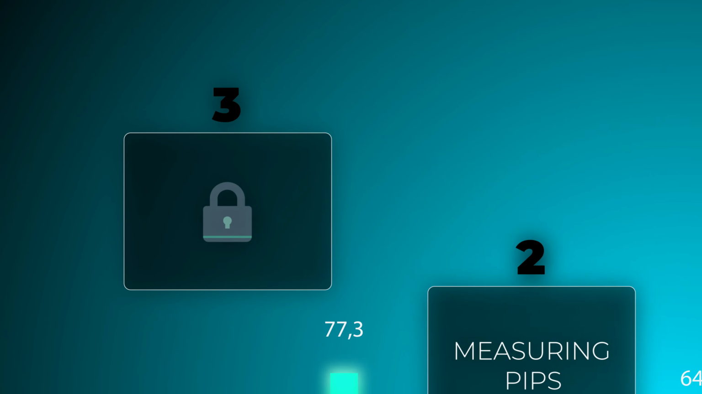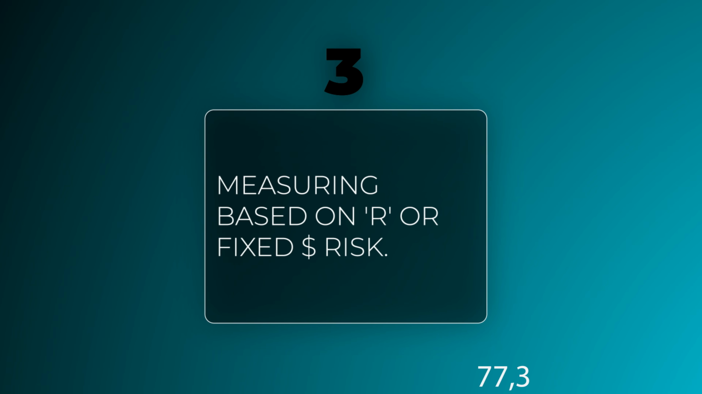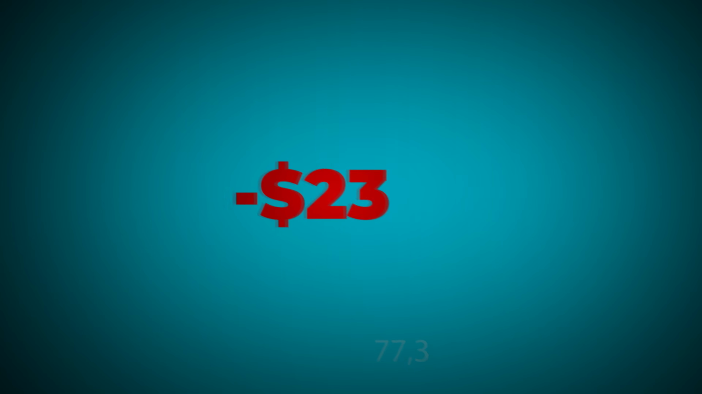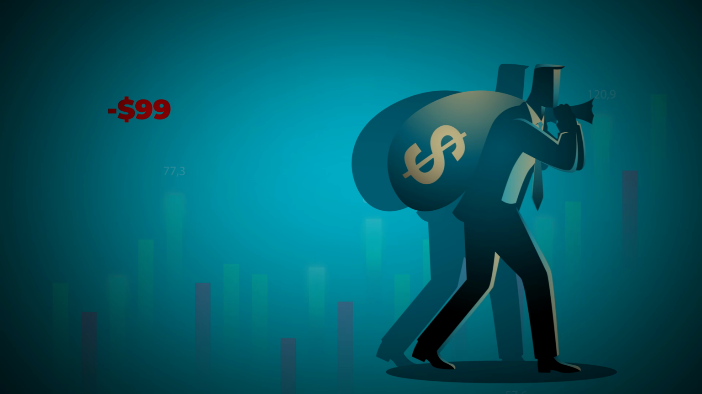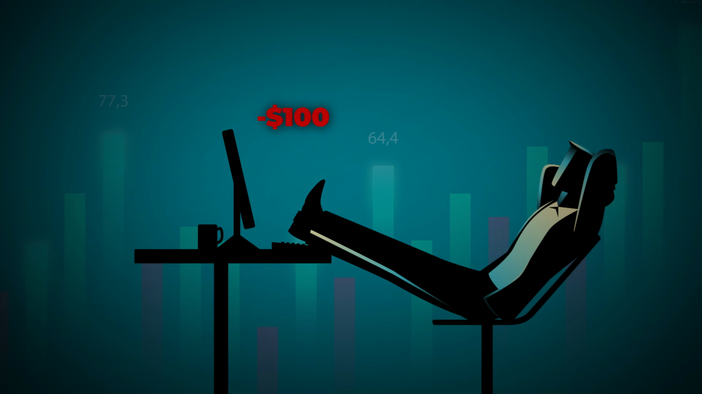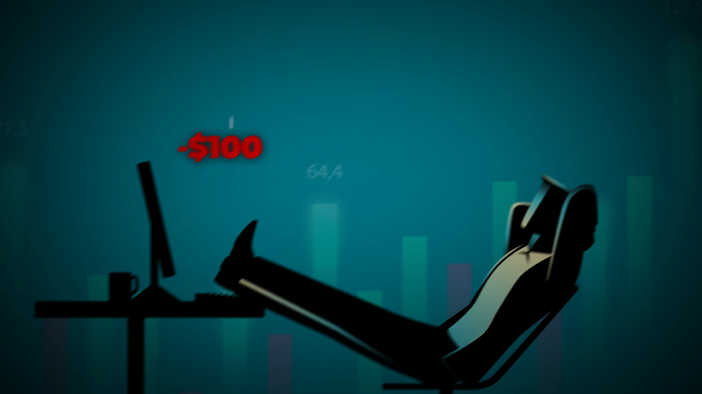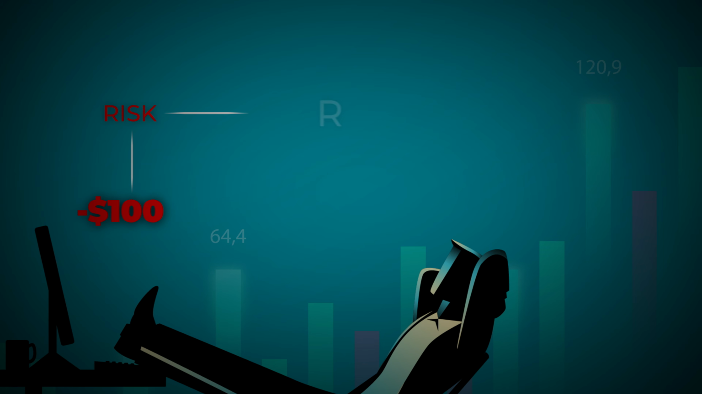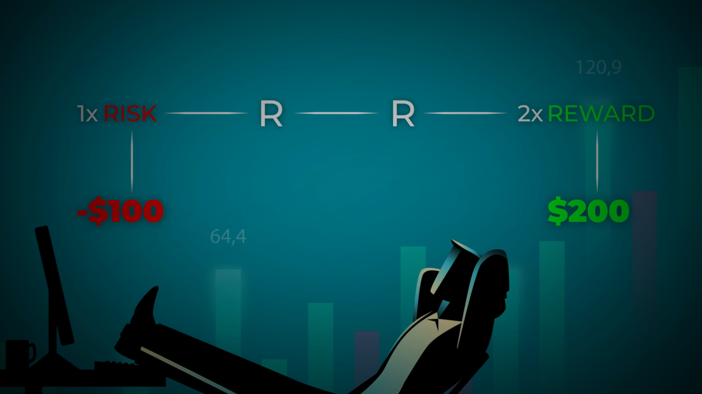Last but not least, we have measuring based on R or fixed dollar risk. With this method, traders predefine the maximum amount they are comfortable losing on each trade. They then risk the same fixed amount on all their trades until they decide to make a change. The money at risk is represented as R, where R stands for risk. Rewards are measured as multiples of the risk taken. For example, 2R means the reward should be double the risk.